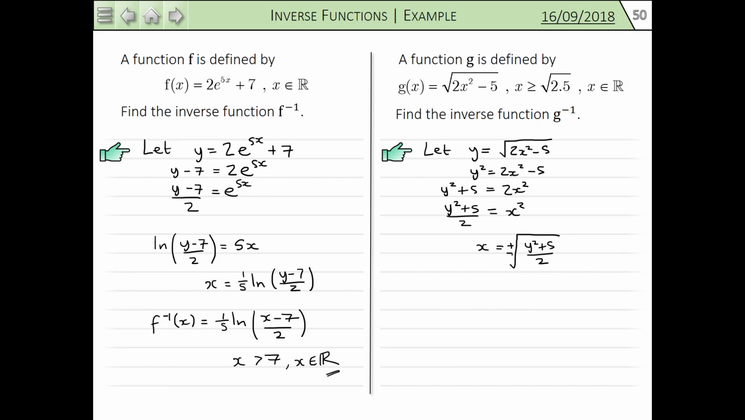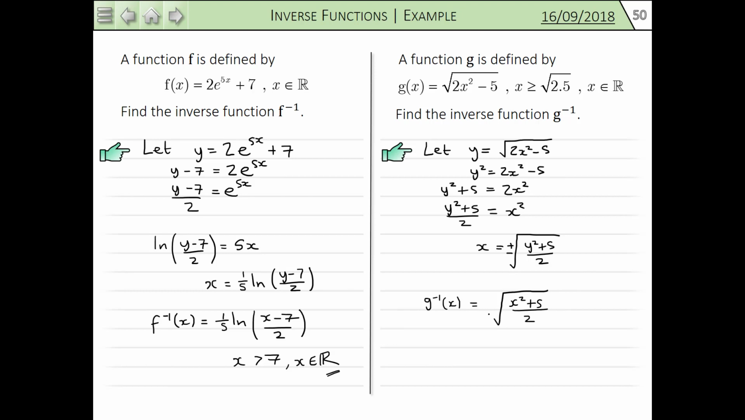At this stage I should have a plus or minus in here. However, as seen previously, for an inverse function to exist it has to be 1 to 1, which means we can't have two output values here. That means our inverse function, g to the minus 1 of x, equals square root of x squared plus 5 over 2. But we still need to decide, is it the positive square root or the negative square root?